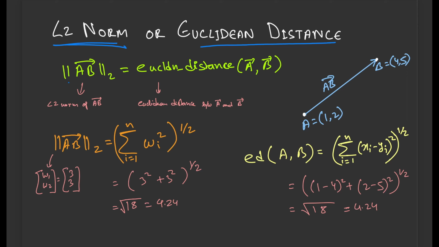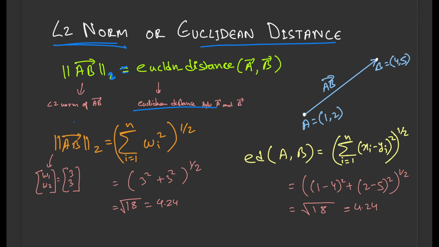So this is how you represent norm, right? You have two vertical lines on both sides. This is the vector AB, and to represent L2, we have this 2 in the subscript. We'll have other norms as well. The L2 norm of vector AB is equal to the Euclidean distance between vector A and vector B, or the Euclidean distance between point A and point B.